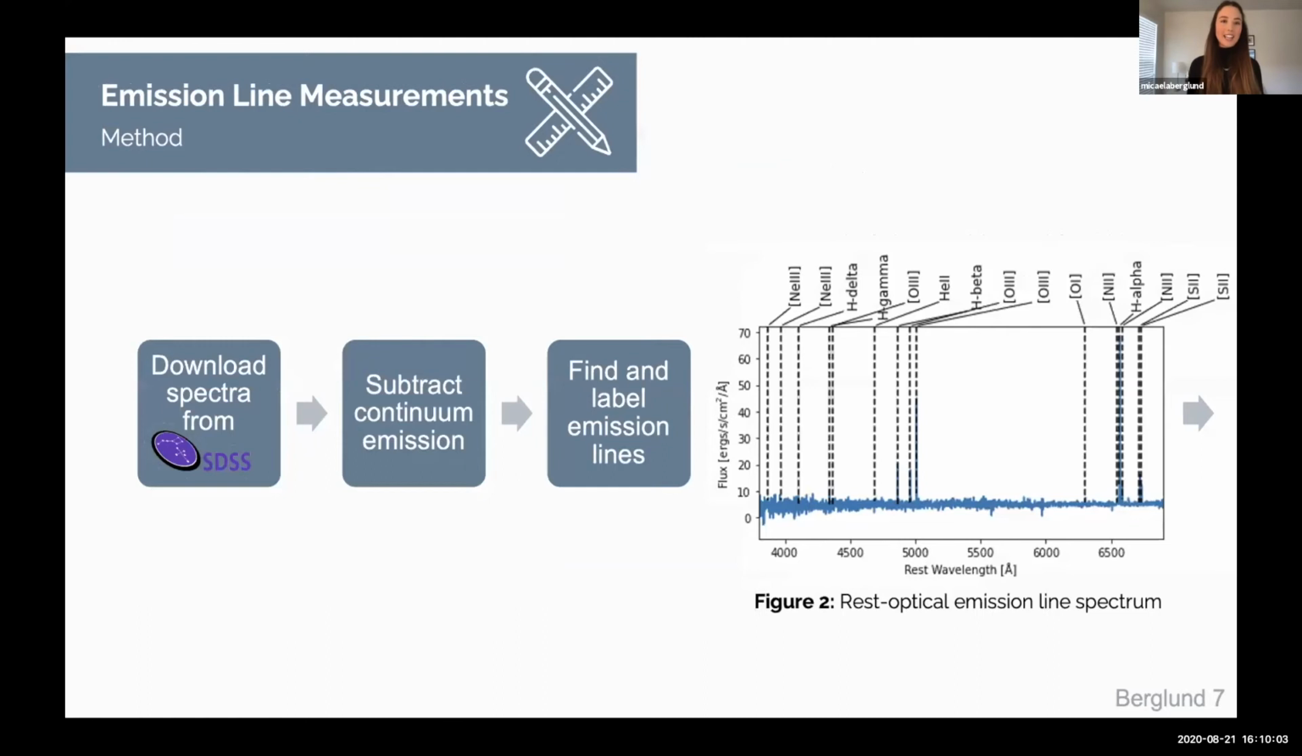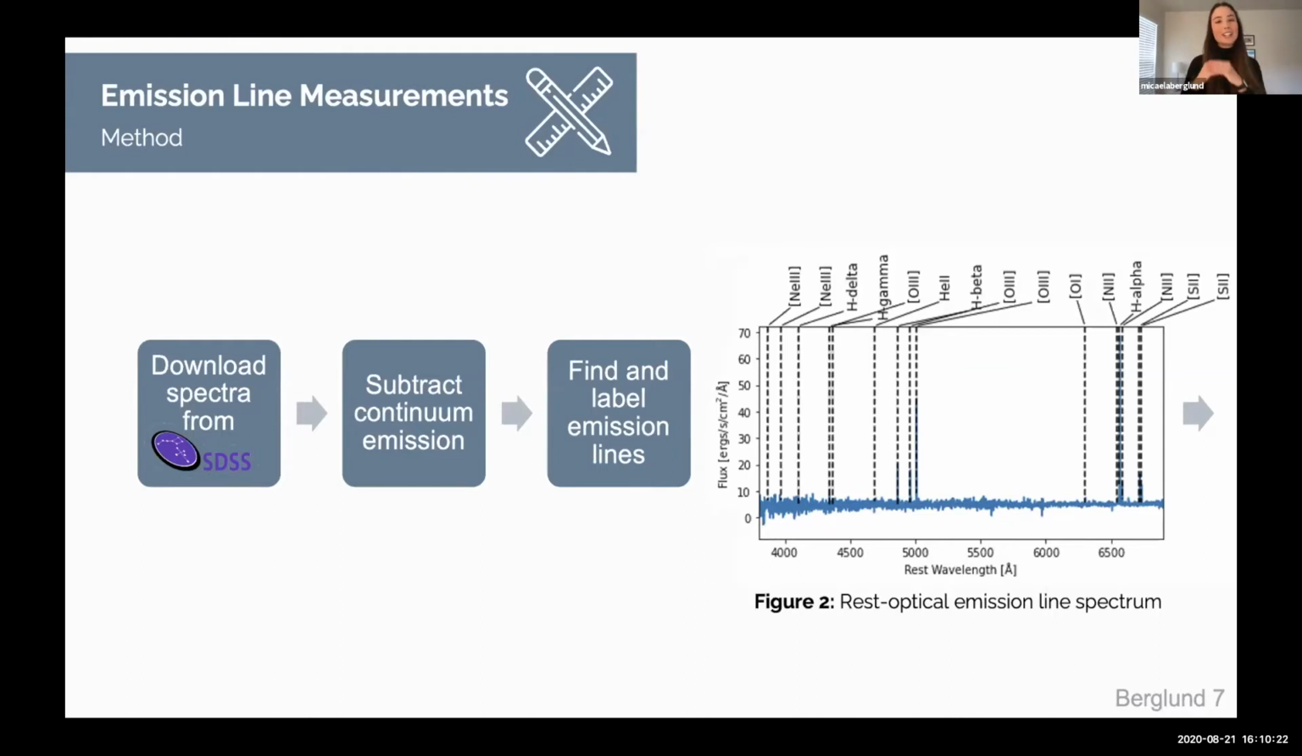So this is where I came in. This summer, my job was to calculate emission line measurements for our 21 SDSS twins, and then create a diagnostic line ratio diagram from that. So I started by downloading all the spectra from SDSS, all the ones we were interested in.